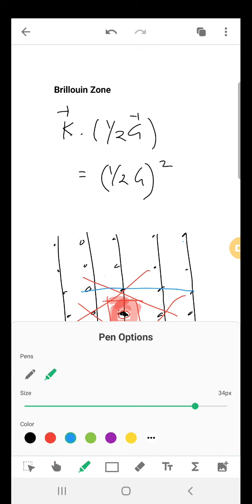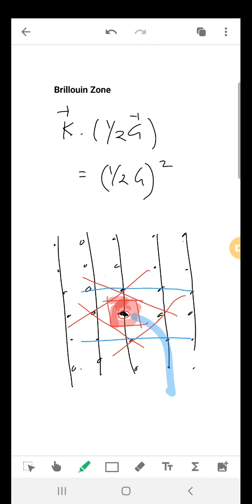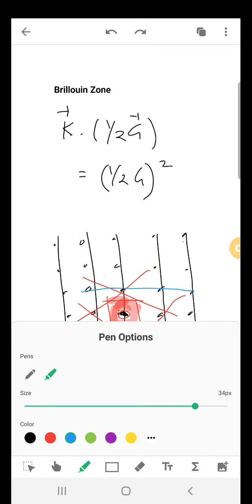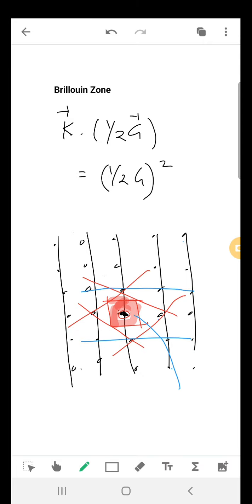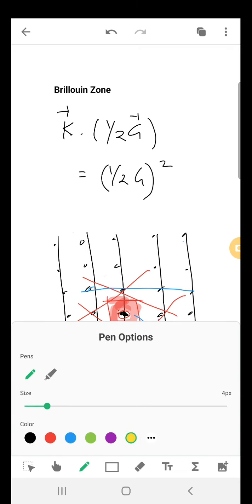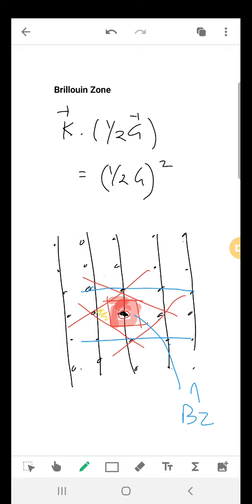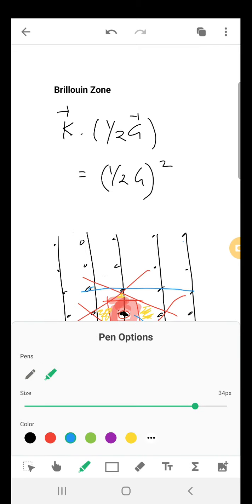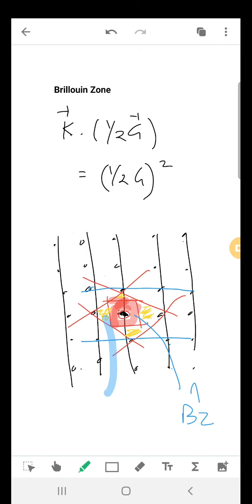So this is Brillouin zone number 1. The next nearest perpendicular bisectors are these points. If you again cut it, this will make the second Brillouin zone. These areas make the second Brillouin zones.